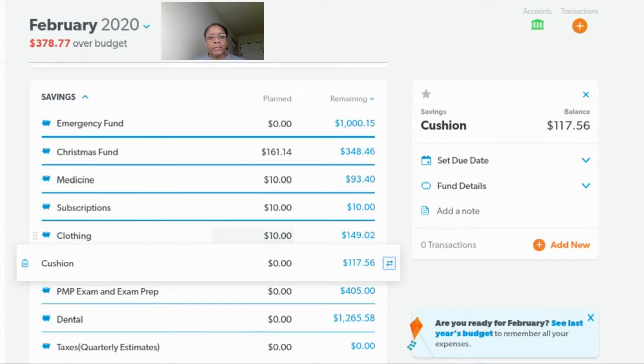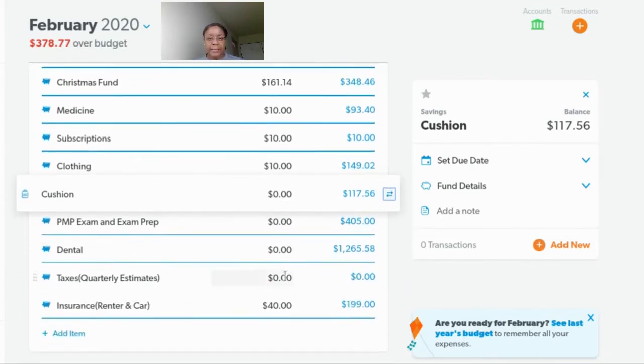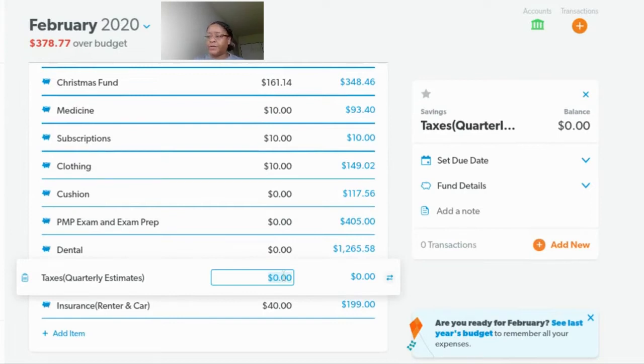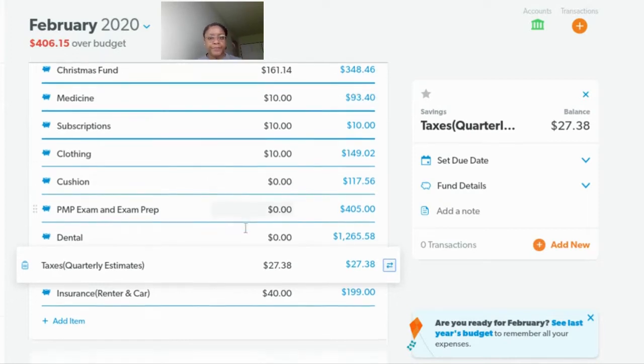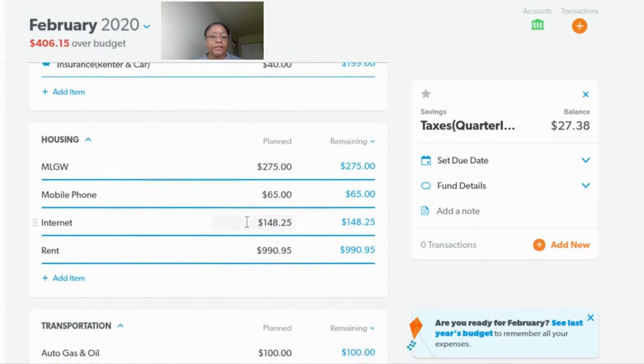I've got Christmas and gifts at 161, not 116, 161.14. And quarterly taxes, I need to set aside $27.38. My medication is 10. Subscription is 10, clothing 10, cushion is 0. And if I get any interest, I'll fill it in here in the cushion. That'll take care of that.